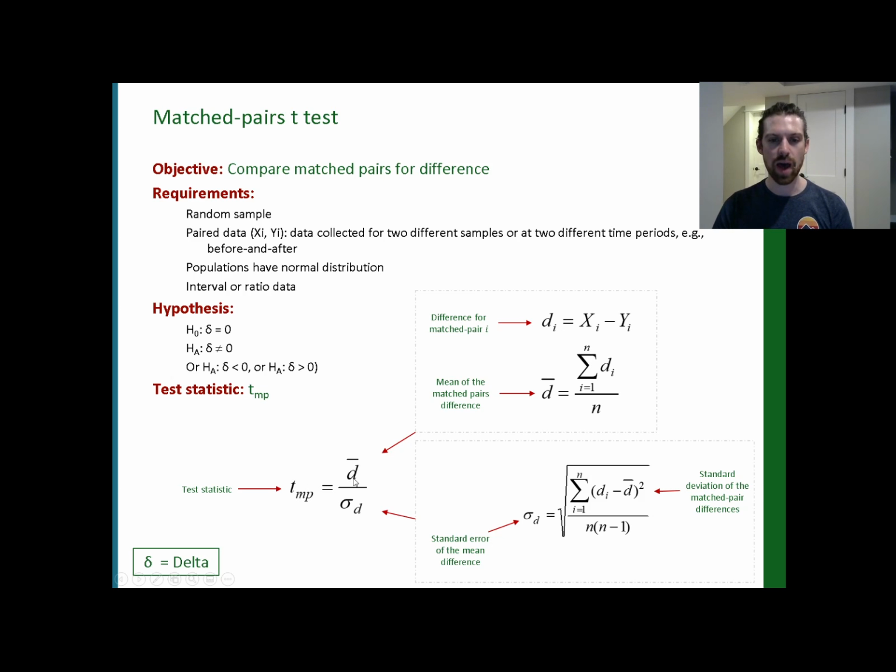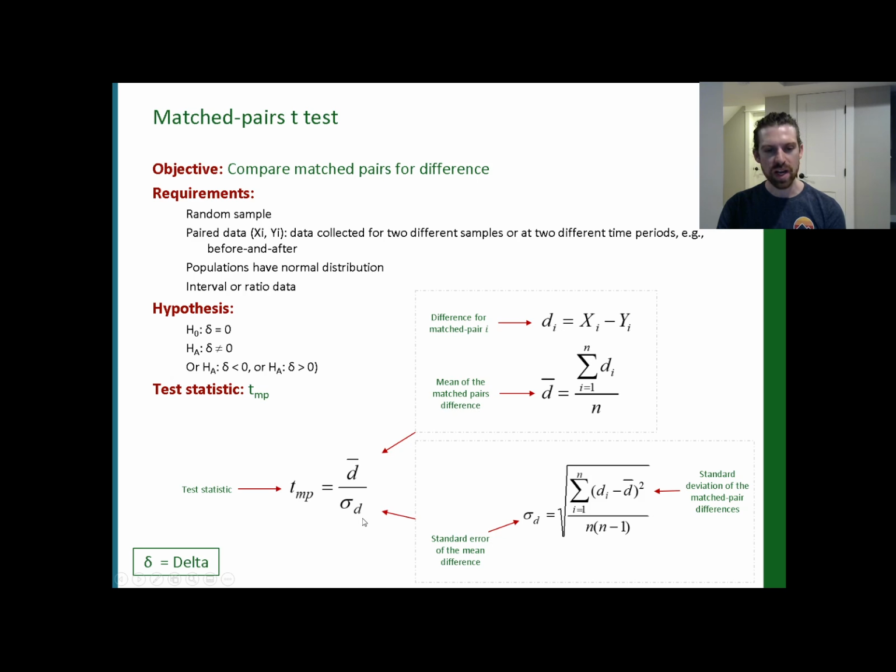And the test statistic we're going to try to obtain is this TMP value here. We get that by taking the mean of the matched pairs difference as the numerator. The way that we do that, this d bar, is to sum all of the di values, and the di's are just the differences for the matched pairs. Okay, so I'll show you how we calculate this later. It's just the yi value subtracted from the xi value. And then we divide it by the number of samples that we've got, and that gives us this mean of the matched pairs difference.